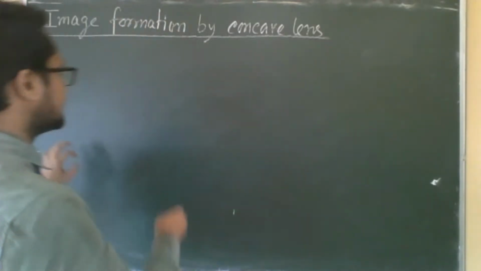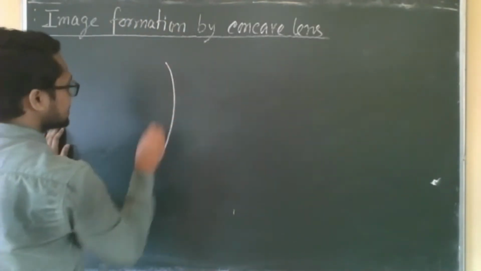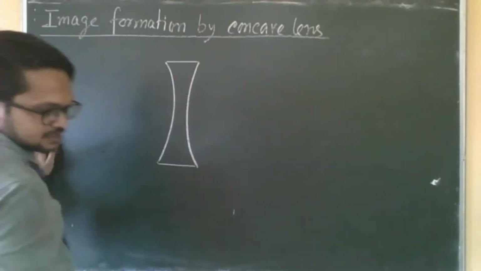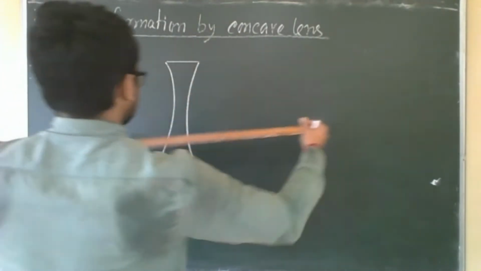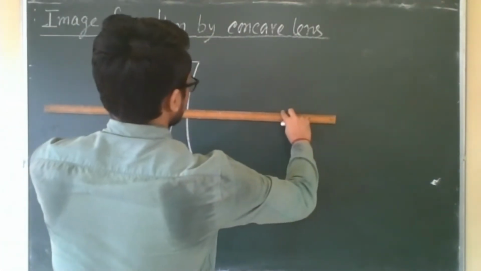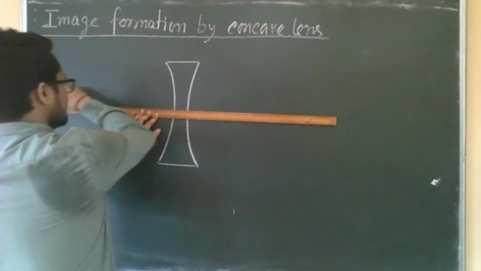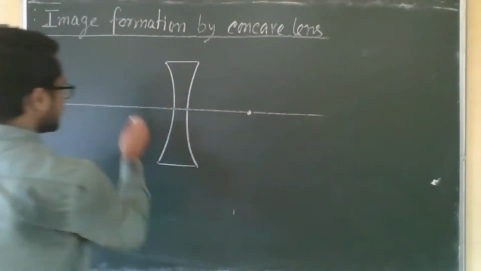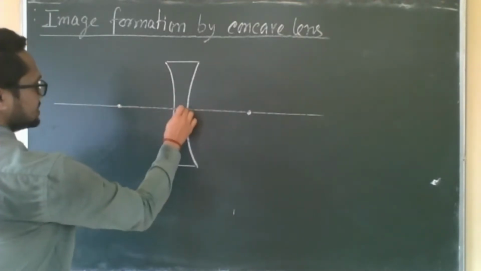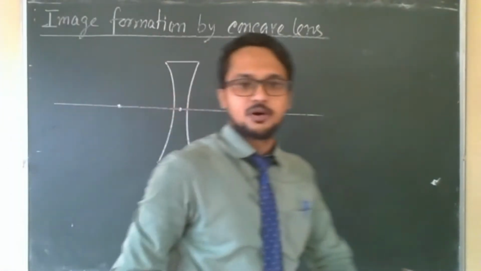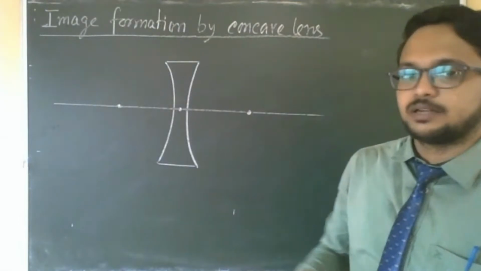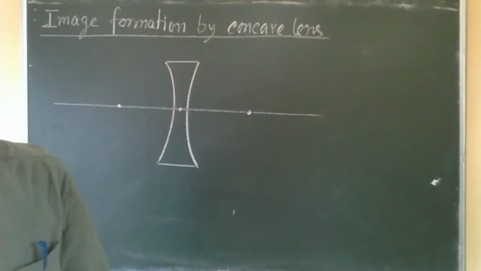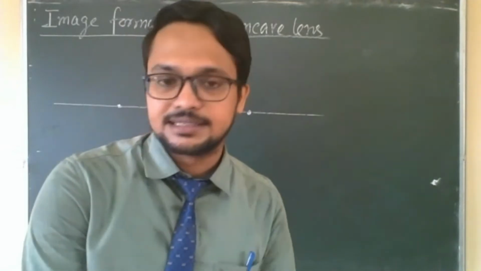But here in this case, if we take concave lens, the first focus lies to the right side, right? So this is the principal axis, first focus lies to this side, and second focus lies to the left side, the side of the object. For that reason, there will not be many cases, only two cases. So first case, go to page number 116 in your book.